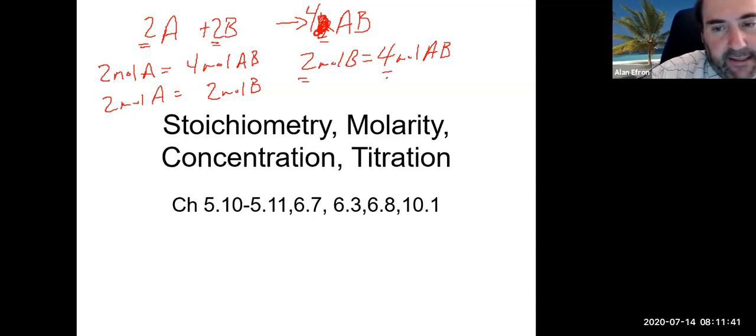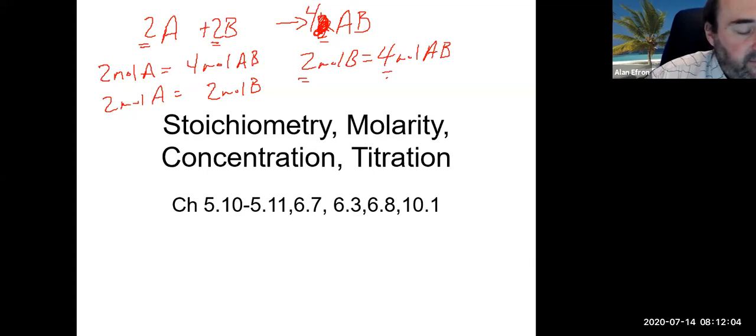So it's kind of like when you're baking, right? You need to throw so many eggs in, so much flour in, so much chocolate chips in, to get your chocolate chip cookies out. It's the proportion that needs to come out to bake a dozen cookies or 2 dozen cookies and so forth. And that's really what the coefficients and the mole-to-mole relationship are here.